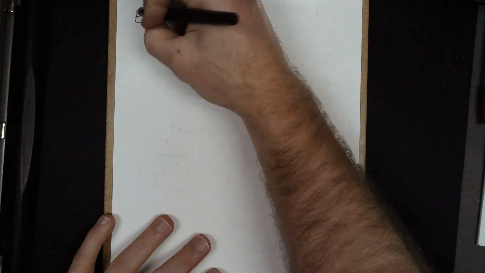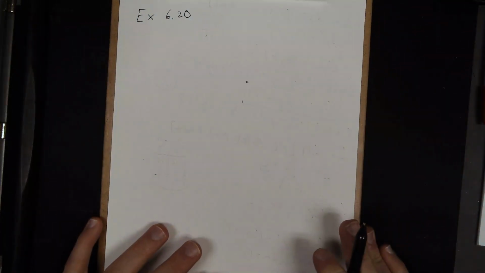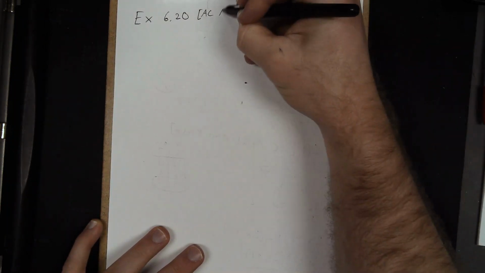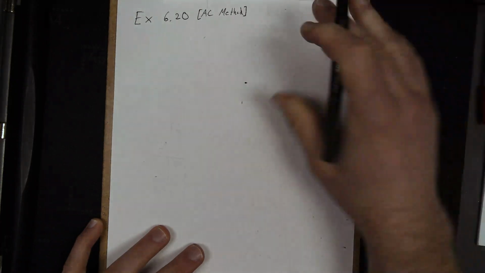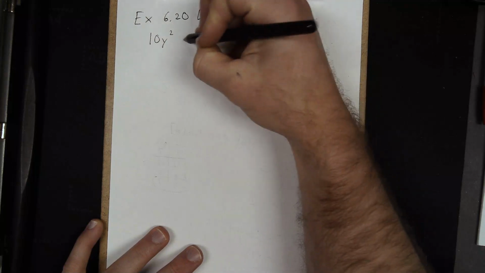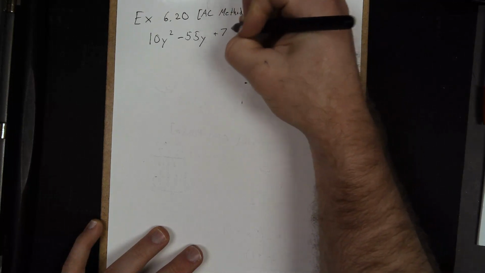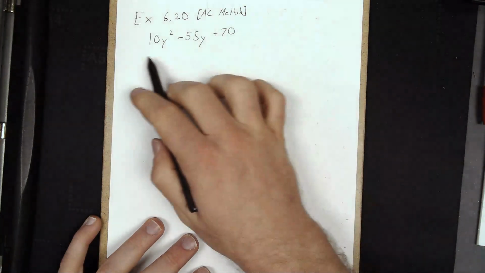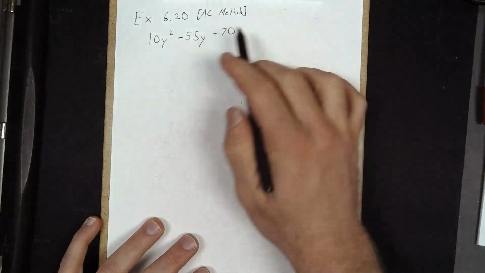Right, example 6.20. Okay, so we're going to use the AC method again. All right, and we're trying to factor 10y squared minus 55y plus 70. Before we start, go ahead and see if you can find the greatest common factor between all these terms, okay? Because every single one of these terms has something in common.